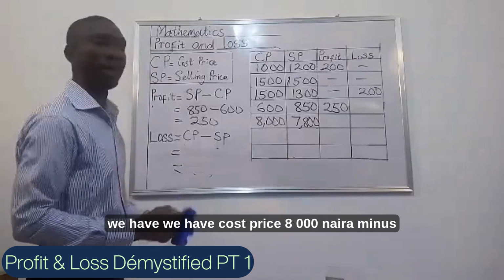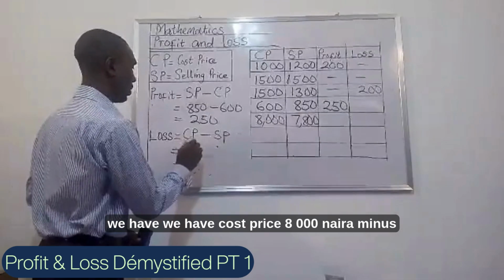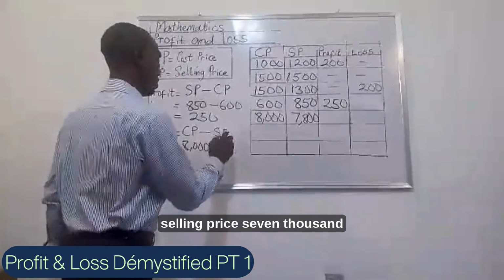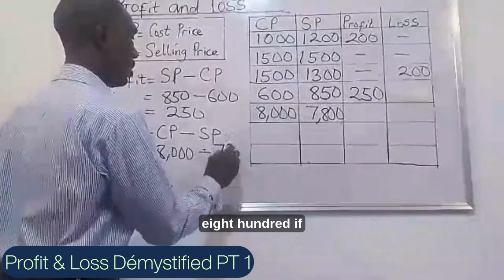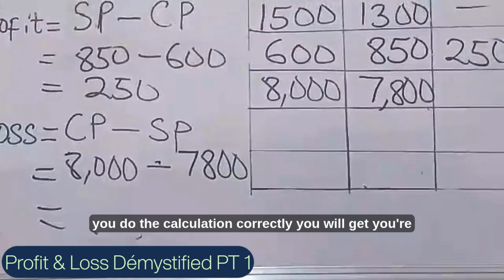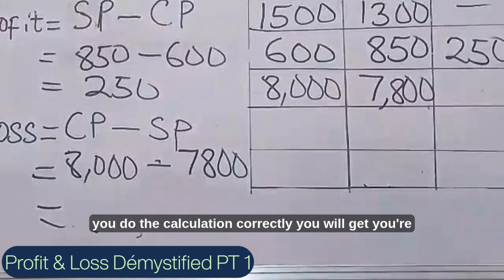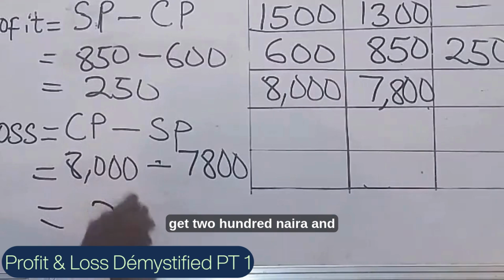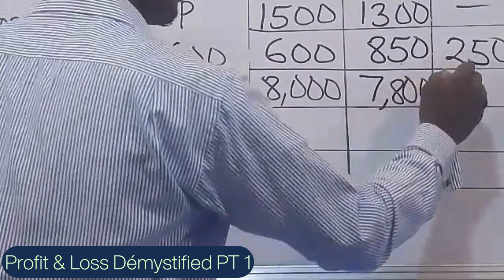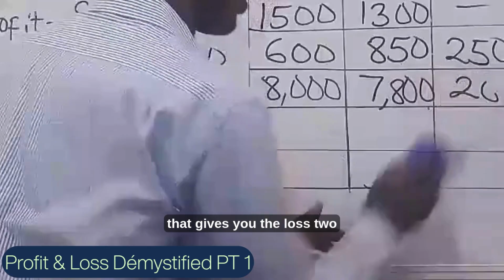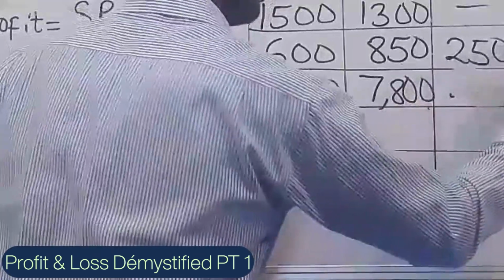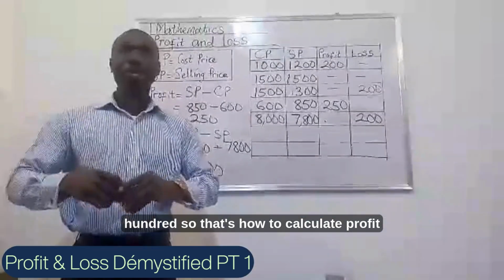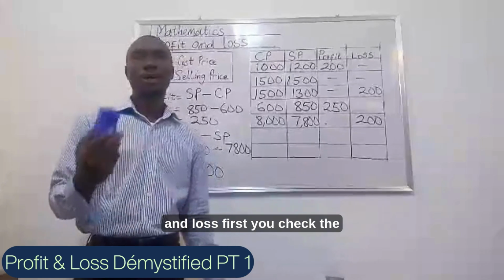What do we have? We have cost price 8,000 naira minus selling price 7,800. If you do the calculation correctly, you will get 200 naira, and that gives you the loss, 200 naira. So that's how to calculate profit and loss.